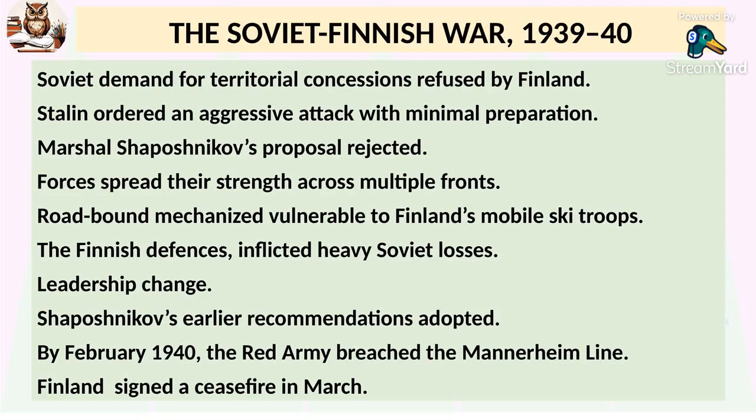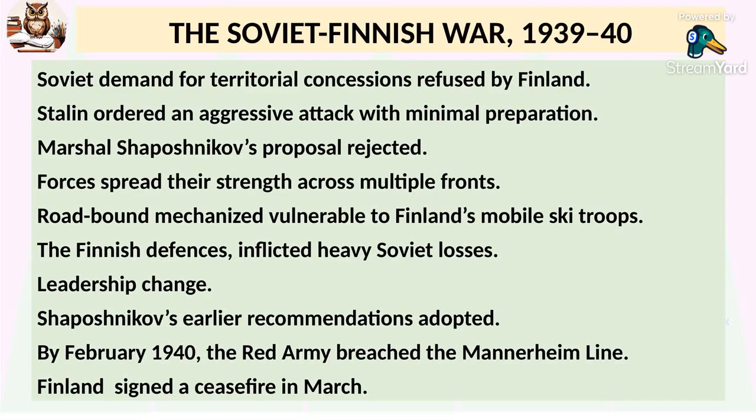The Soviet Union aimed to secure its northwestern border by demanding territorial concessions from Finland, including the Karelian Isthmus. When negotiations failed, Stalin launched a military campaign expecting a quick victory. However, overconfidence and poor planning undermined the Soviet efforts. Rejecting cautious strategies proposed by Marshal Shaposhnikov, Stalin ordered an aggressive attack with minimal preparations.